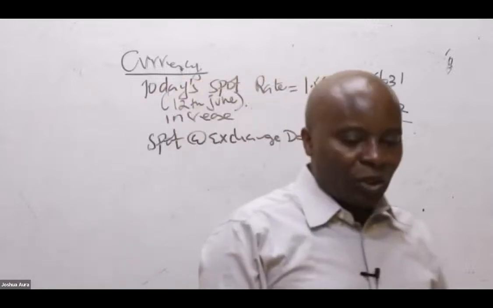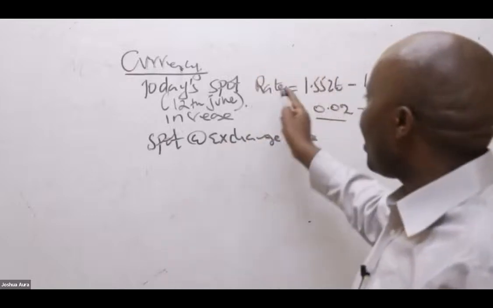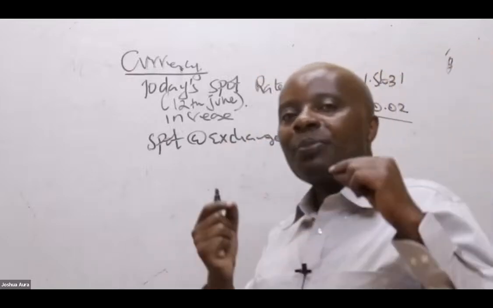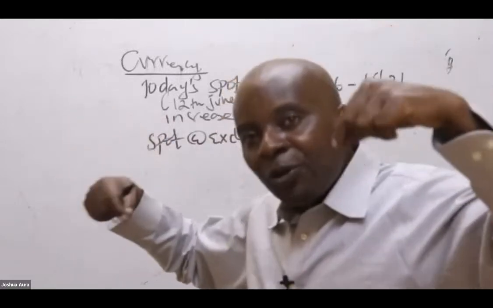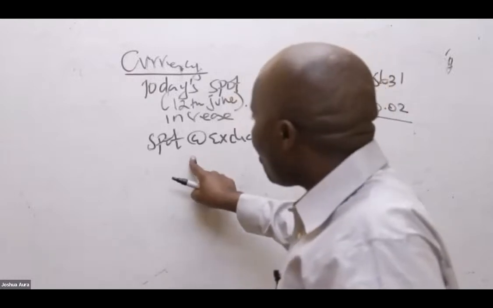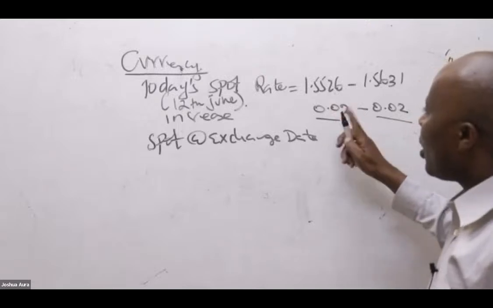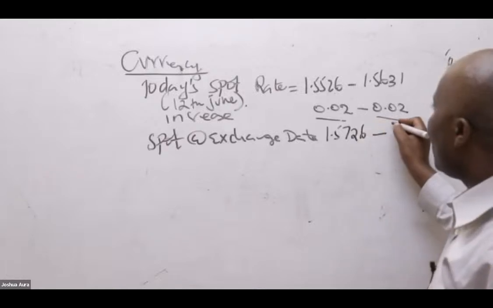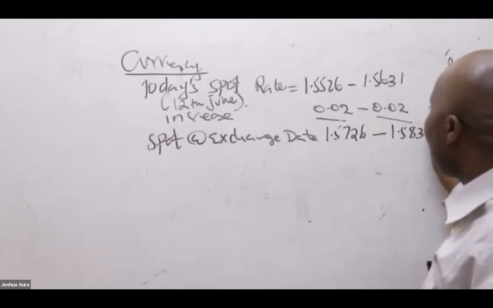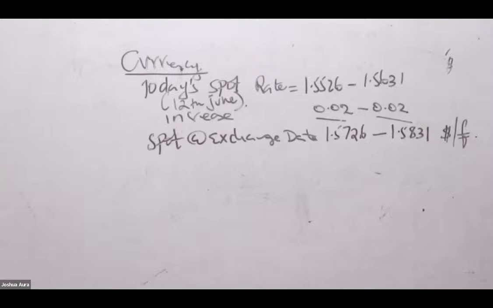What they have told us is that today, when we are going to make this contract, the spot rate is like this. But there is a spot rate that will be prevailing when I receive this 800,000 and exchange. So could you kindly add this to this? I'm seeing 1.5726 all the way to $1.5831 per pound. So could you kindly first of all write up to there?